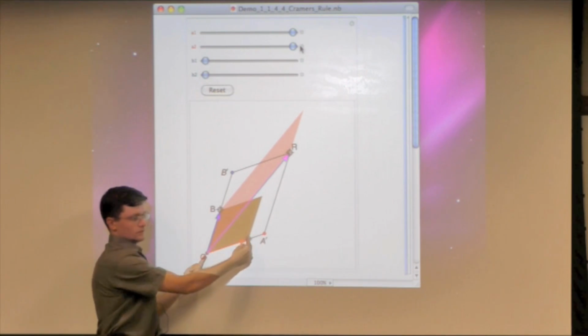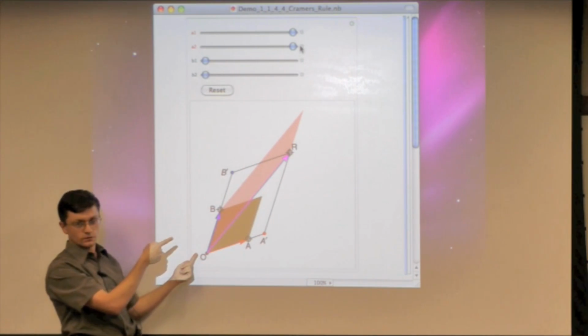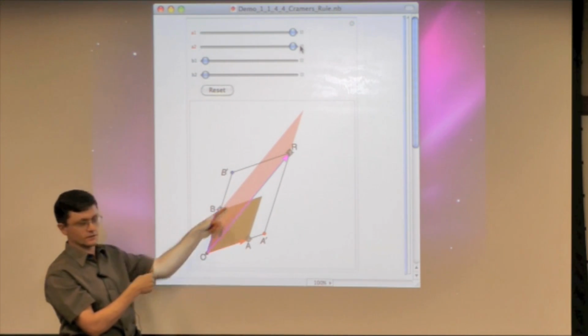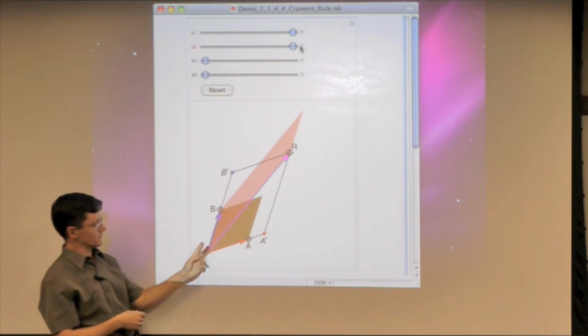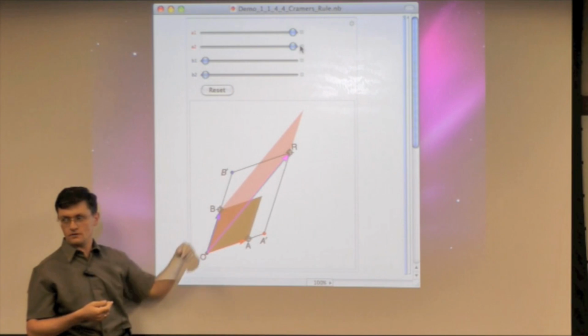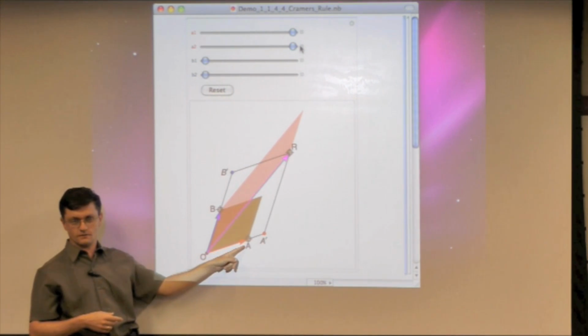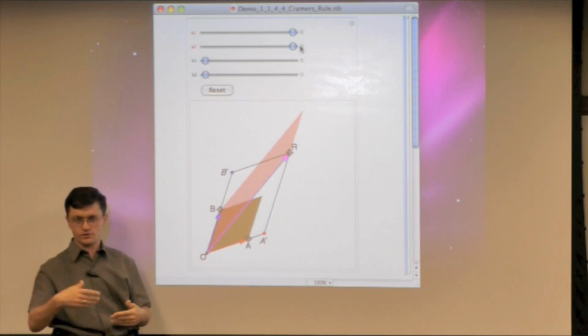The ratio here, that x, unknown x, is equal to the ratio of these two areas. One area is parallelogram on these two given vectors. The other area is parallelogram on these two given vectors. That's it. That's the answer. X equals the ratio of two areas.